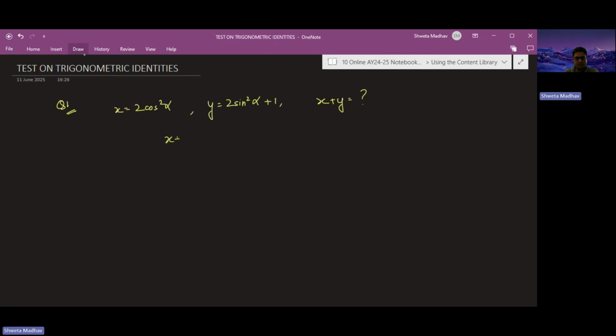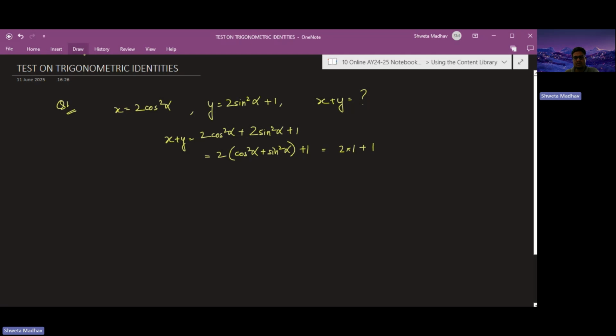So here x plus y will be equal to 2 cos square alpha plus 2 sine square alpha plus 1. So this will be equal to 2 into (cos square alpha plus sine square alpha) plus 1. So this will be 2 into 1 plus 1, which is 2 into 1 plus 1. So this will be equal to 3. So 3 is the answer.